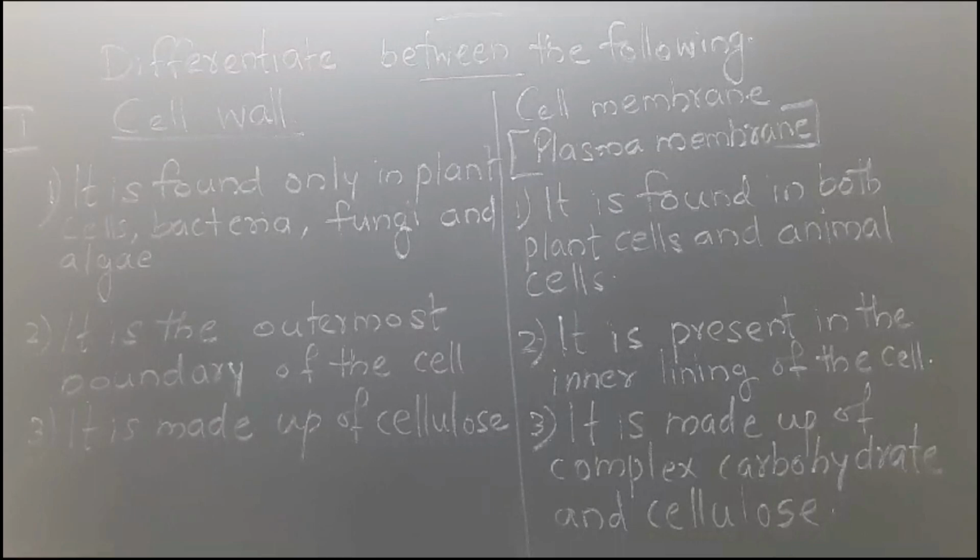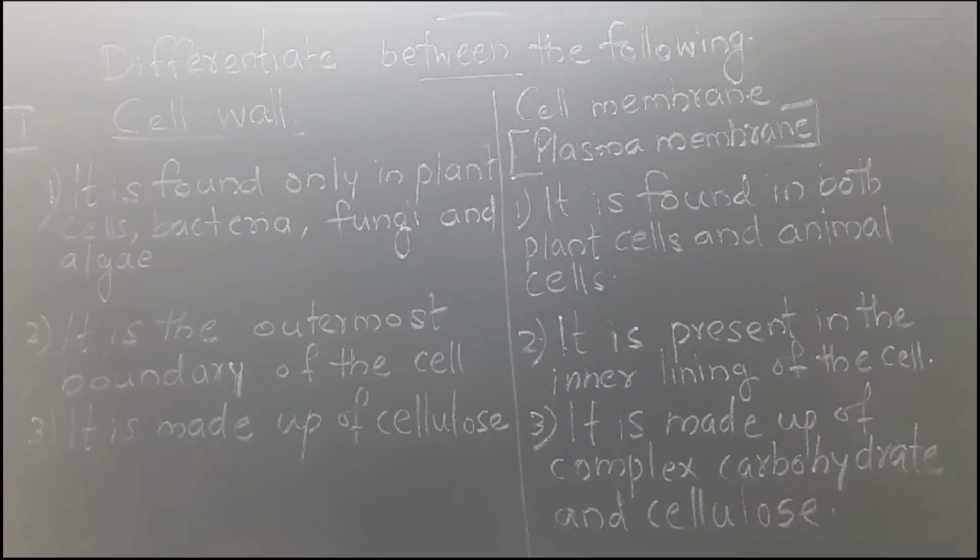The first one is the difference between the cell wall and the cell membrane or plasma membrane. What is the difference between cell wall and cell membrane or plasma membrane? The first difference is, it is found only in plant cells, bacteria, fungi and algae, whereas cell membrane or plasma membrane is found in both plant cells and animal cells.